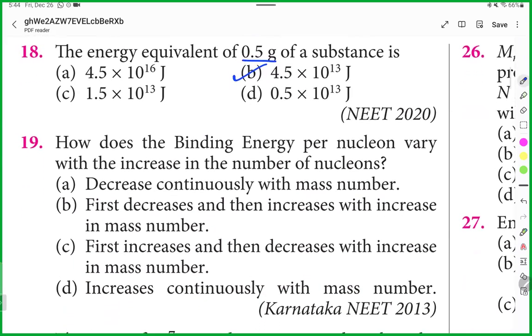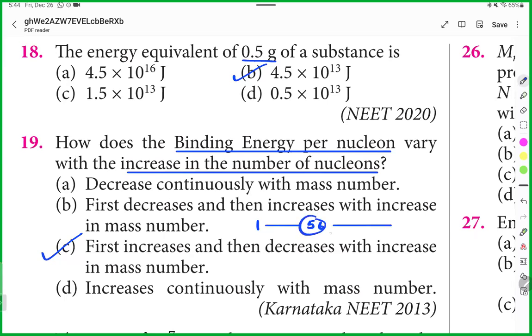Sarah, how does the binding energy per nucleon vary with the increase in the nucleon number? It first increases, and then decreases. Yes, from 1 to 56 it will increase and then it will decrease. 56 is iron. So from hydrogen to 56 iron it will increase, then it will decrease.